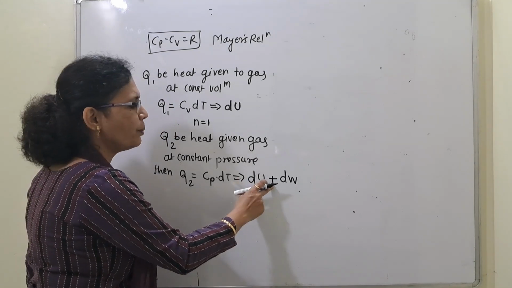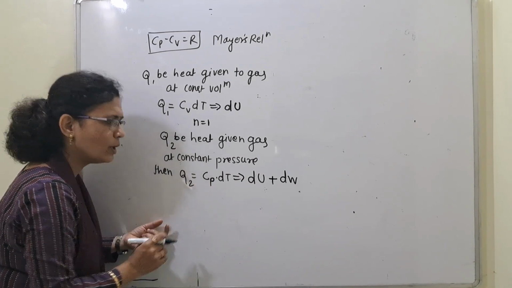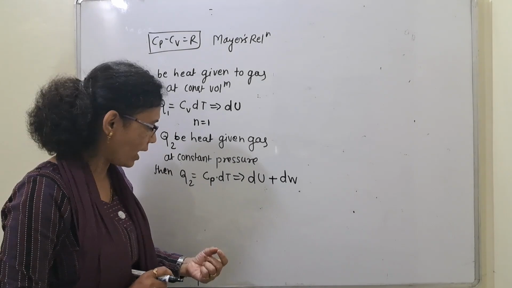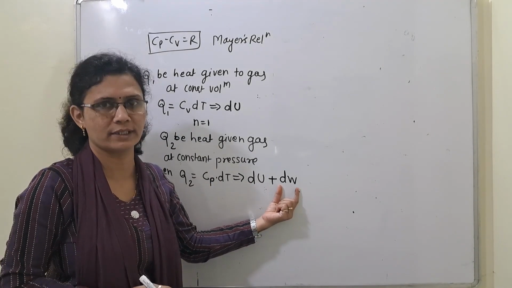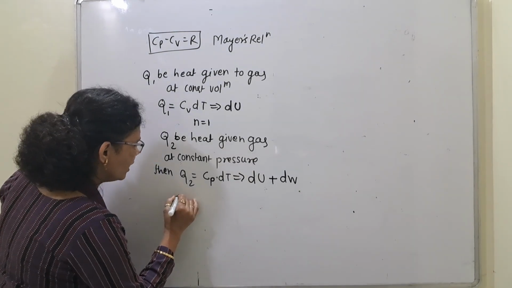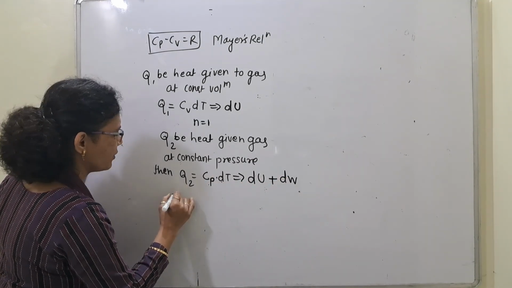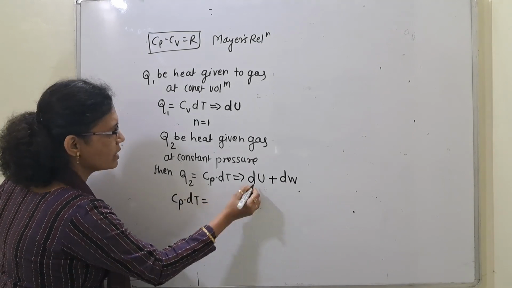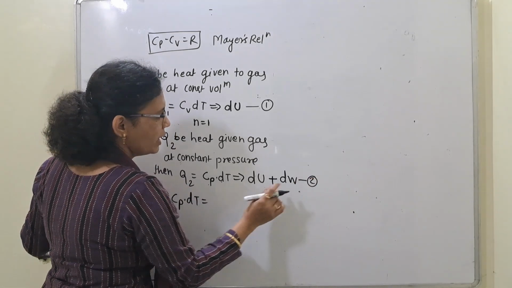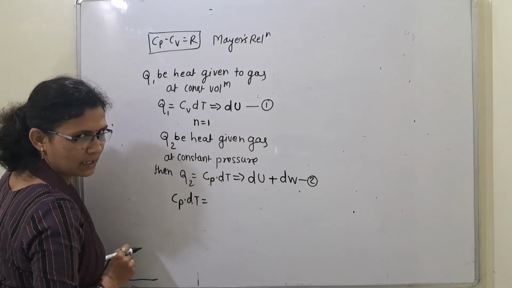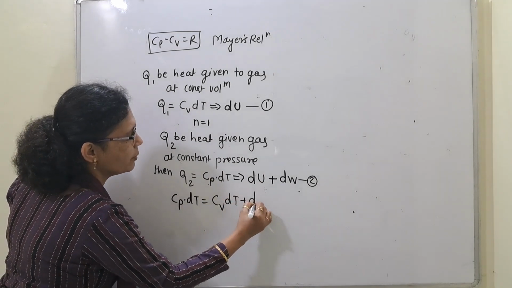Therefore, du plus dw will be equal to Cp into dt. Means this heat supplied will be used for two things. One, to change the internal energy, and another to do some work. So, here Cp into dt is equal to du plus dw. What is du here? If I take equation number 1 and equation number 2, and put 1 in, what will I get? Cp into dt is equal to Cv dt plus dw.